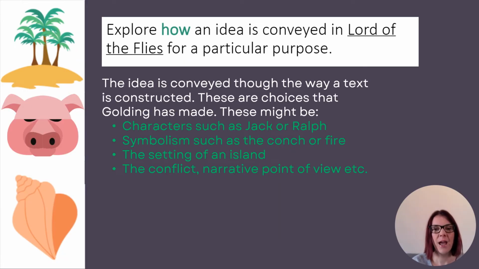And finally, the how. You will always be asked how in some form or another in an English question, because that's what we're looking at, how the text is constructed. So in this case, the idea is conveyed through the choices that Golding has made. And these might be to do with characters, such as Jack or Ralph, the symbolism, such as a conch or the fire, the setting of the island, or other narrative conventions, such as a conflict or the narrative point of view.